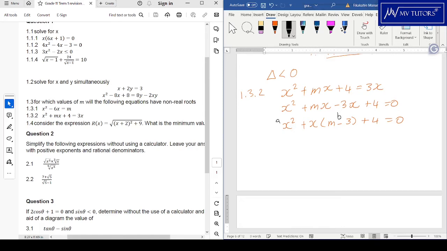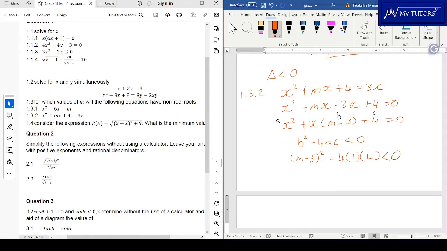My b is this whole thing, m minus 3, and then that's my c. Come back to the discriminant, which is b squared minus 4ac. This has to be less than 0. So b squared is (m minus 3) squared minus 4. A is 1, and then c is 4. Okay, all of this has to be less than 0.